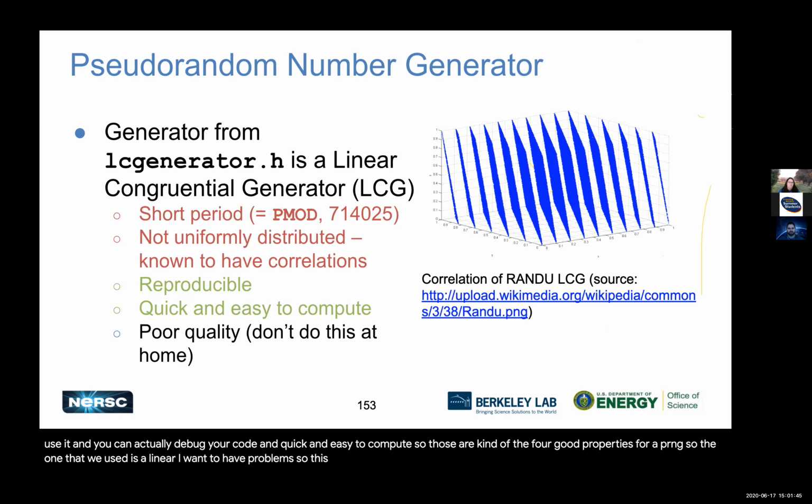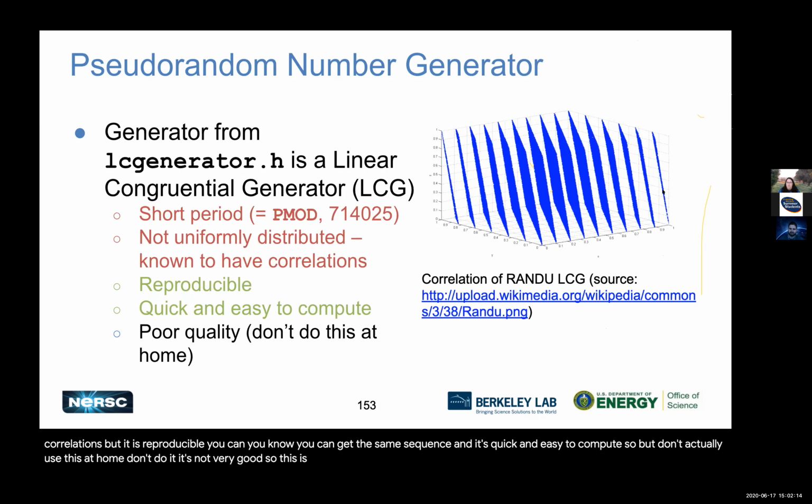This one in particular has a really short period. Like I said, it's about 700,000. So when we were trying to do 1 million dart throws, 300,000 of our dart throws were repeats. So it's not uniformly distributed. In fact, it's known to have correlations. But it is reproducible, you can get the same sequence, and it's quick and easy to compute. But don't actually use this at home. Don't do it. It's not very good.